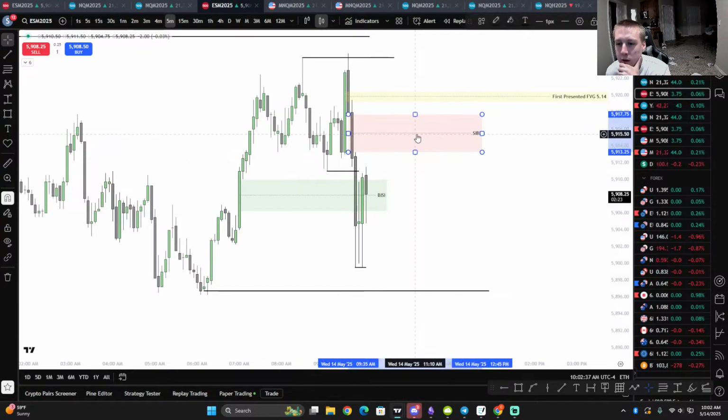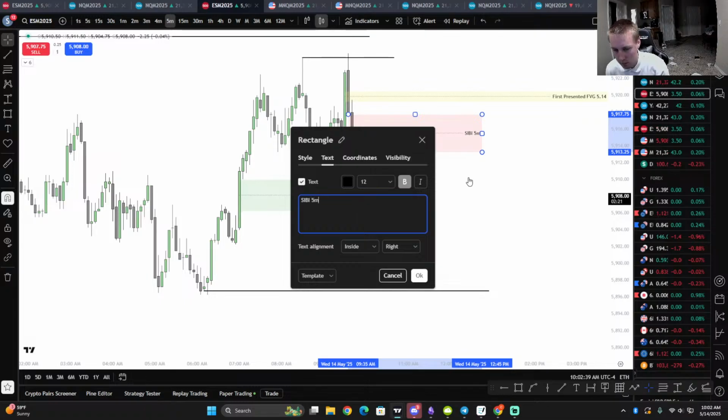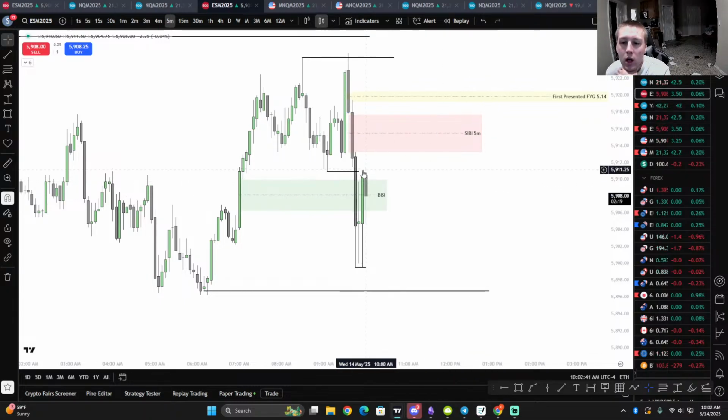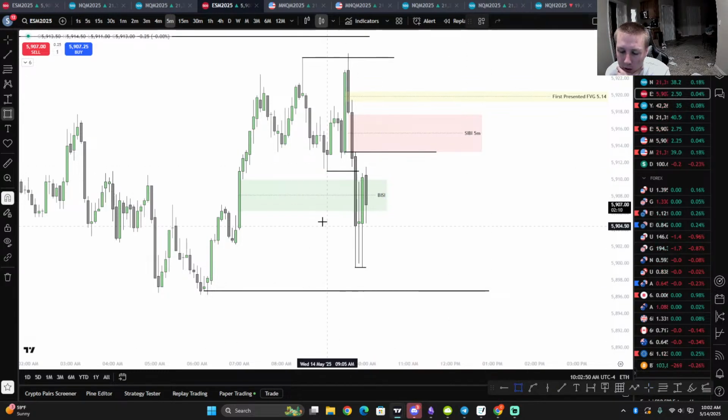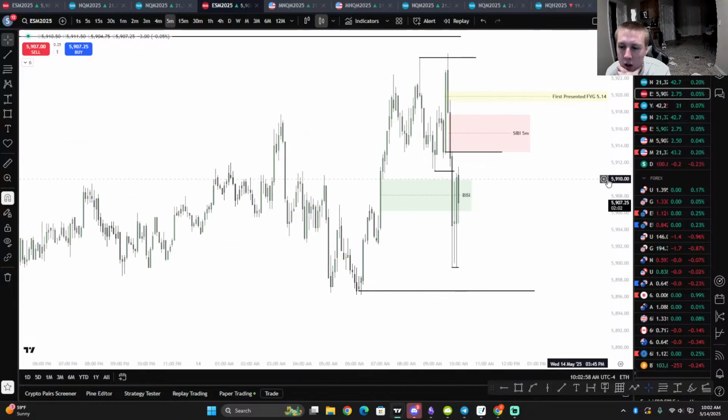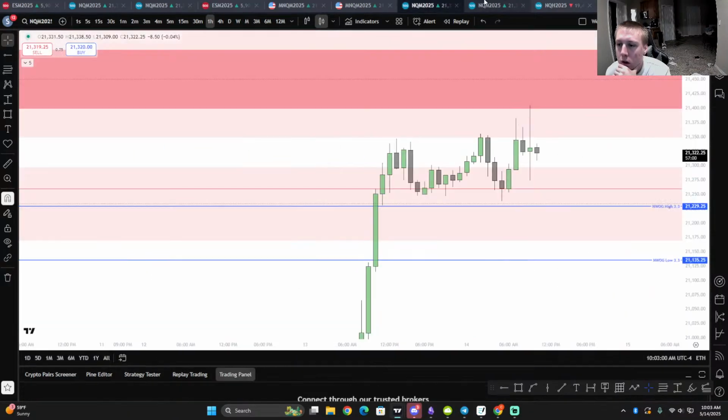Sell side imbalance here on the 5-minute. And then you also have this one, but you always want to allow it to trade into the premium. Mark out the order block as well. And if we use the left side of the curve, we have this. That lines up with that CB and this inversion. So that's what I'm looking at.